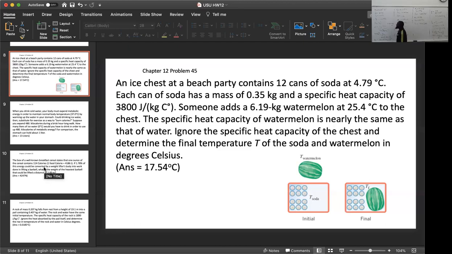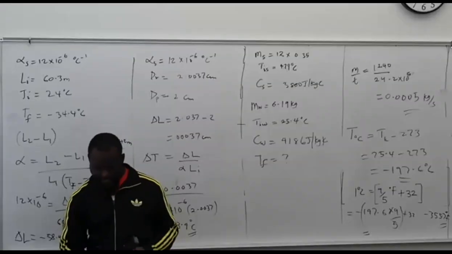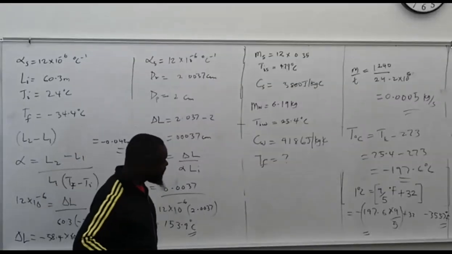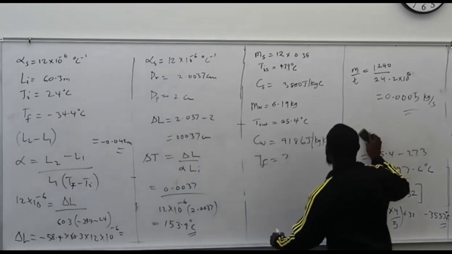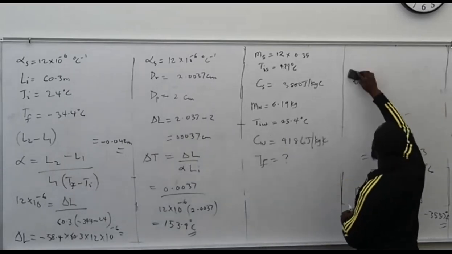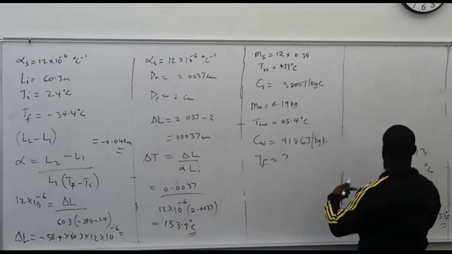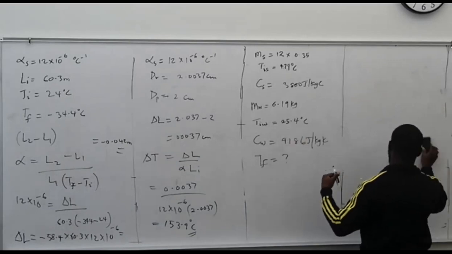So they want you to find the final temperature of soda, so we're looking for T final of the mixture. Oh, good. So this is a simple problem. The answer they got is 17.54, so let's put that in our mind before we solve. So to solve this problem, the watermelon is going to be the one to lose heat because it's at a higher temperature. And then the soda will gain heat because it's at a lower temperature.